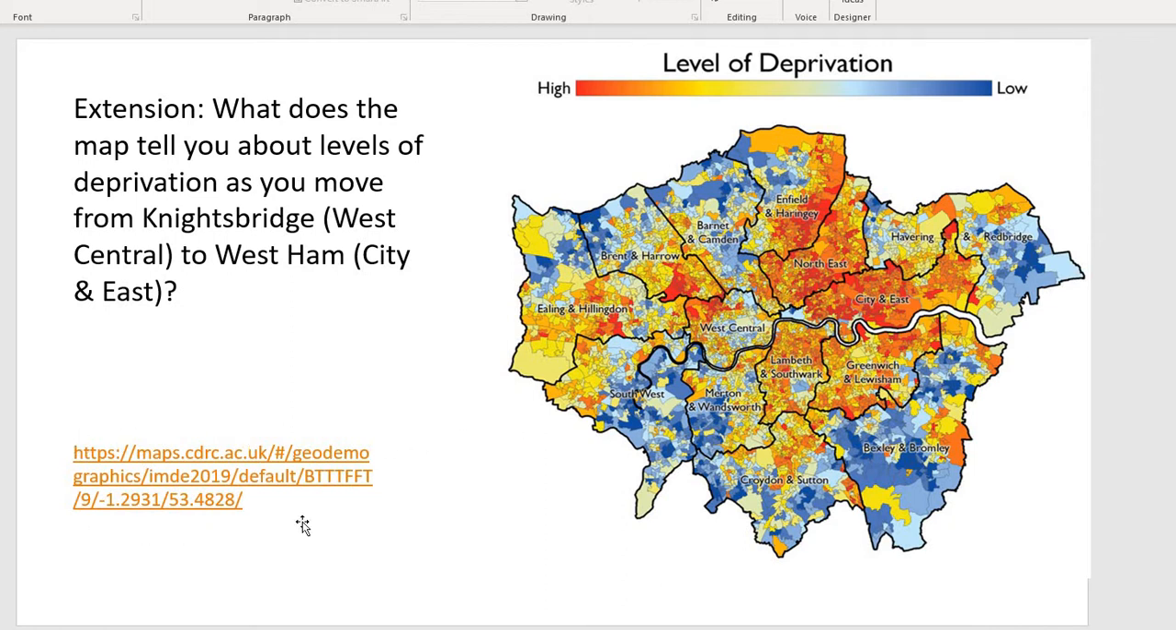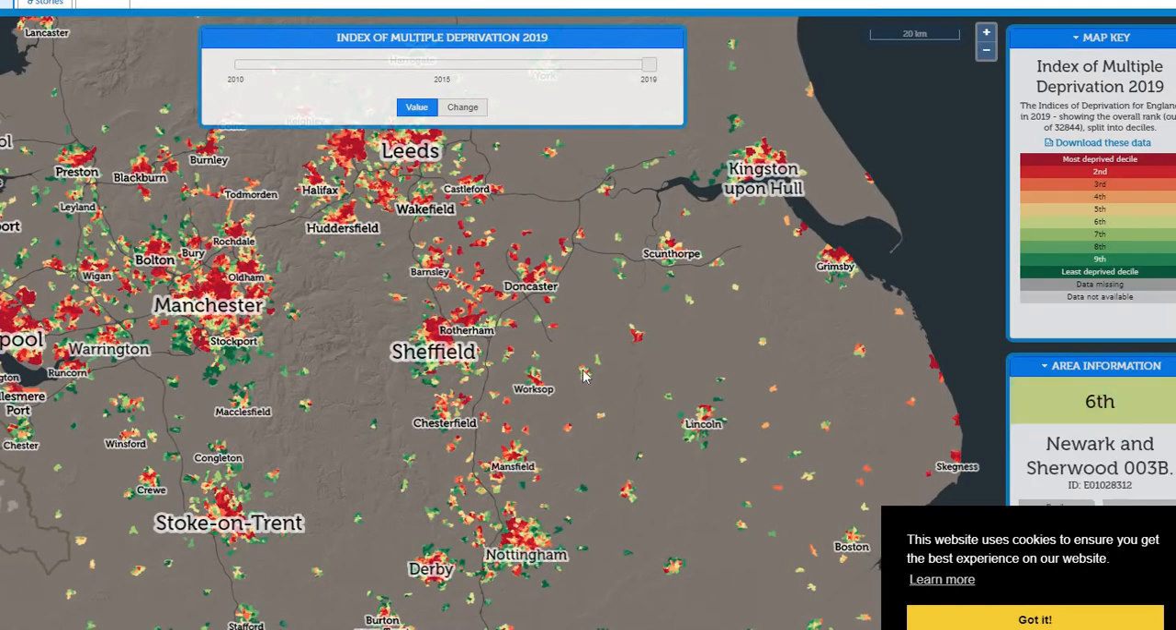Now, if you want to have a look at maps like this in a little bit more detail, follow this link, and I'll put it in the description at the bottom if you're using the YouTube video. It will take you to a website, and I'm just going to show you briefly how you can use it. This is the website that the link will take you to, and it's simply a website that shows you the whole of the country, and it uses colours to show you where places in the country are on the index of multiple deprivation.